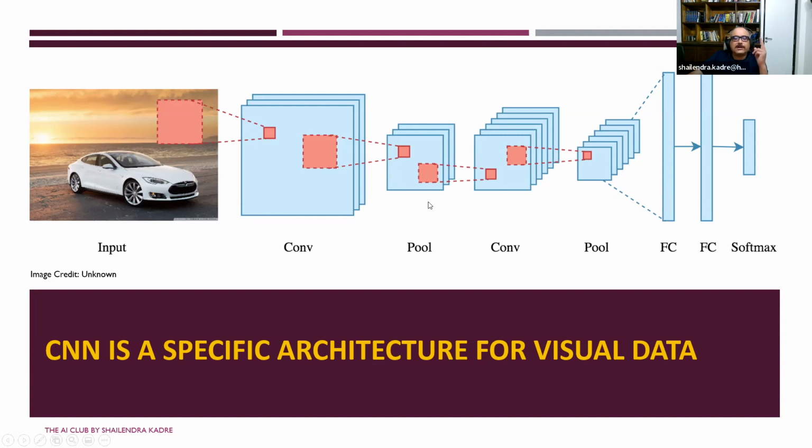Now we need to understand 2 things: what is convolution and what is pooling. Rest all we know. Fully connected layers we have already studied in our ANN, so there is no change. Image we have already studied, what an image means. Now we need to know 2 things: what is convolution and what is pooling. That's what we'll see.